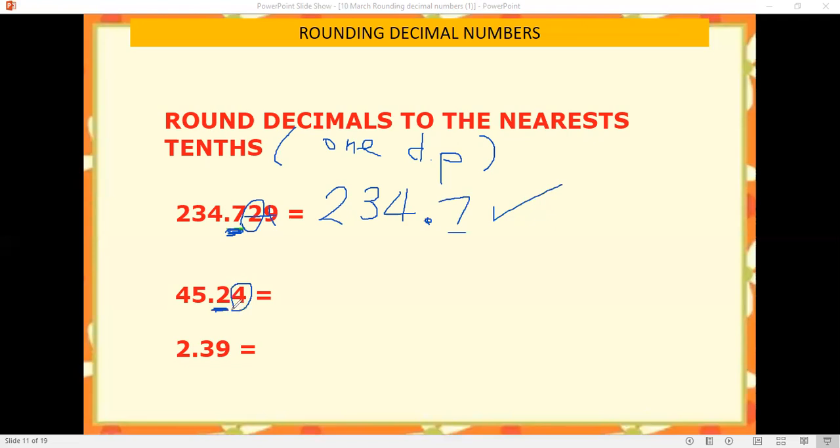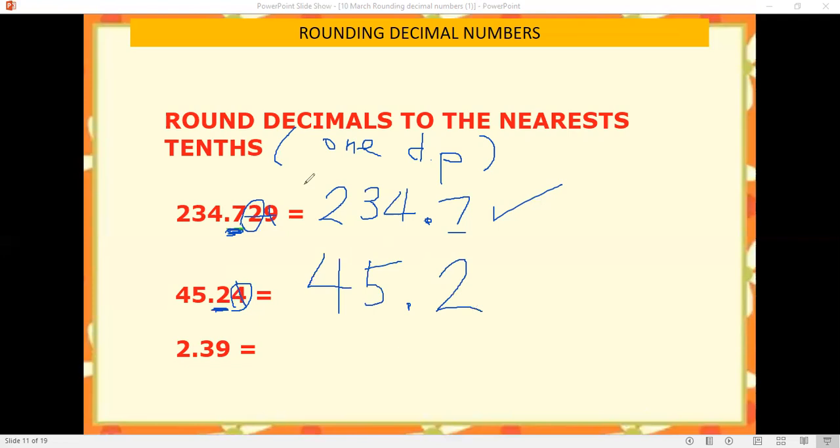Is the digit 4 or less or 5 or more? 4 or less. Therefore, just cancel it. Then the answer is, just ignore it and write the same thing. Okay?